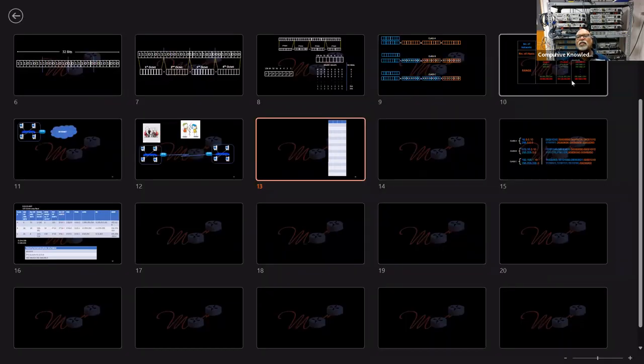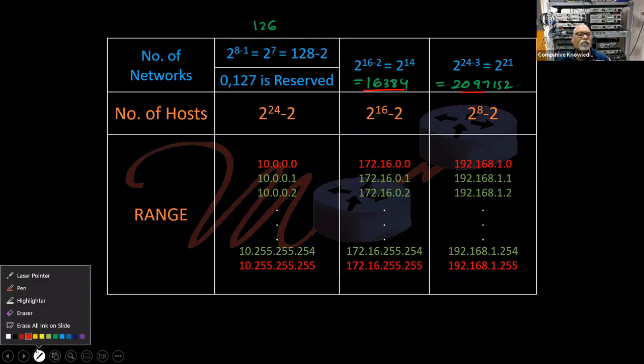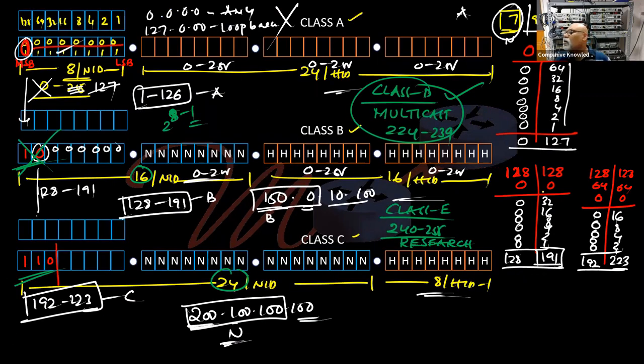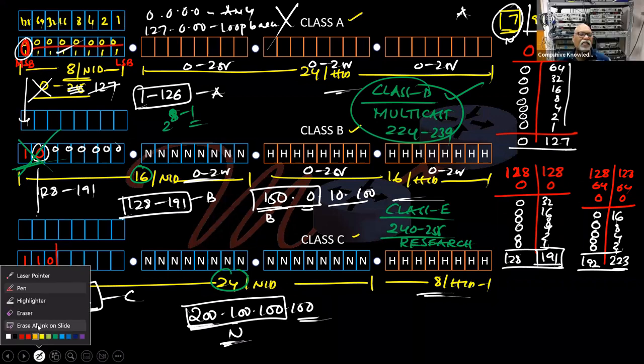So with that logic, 16,384 is the number of networks. Number of hosts, 24 bits are there. Can I wipe whatever I've written here? You understood everything, right? I'm wiping this because once I erase, I can't get it back.